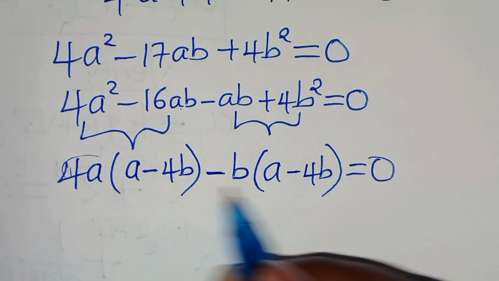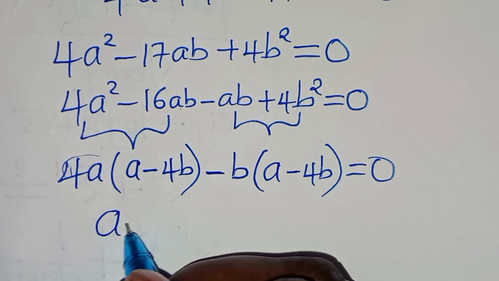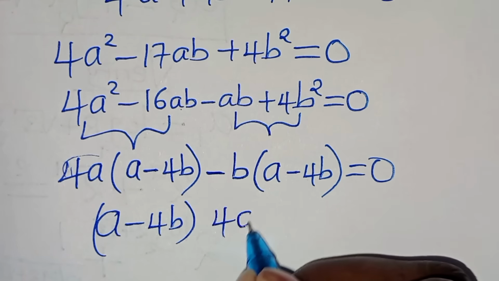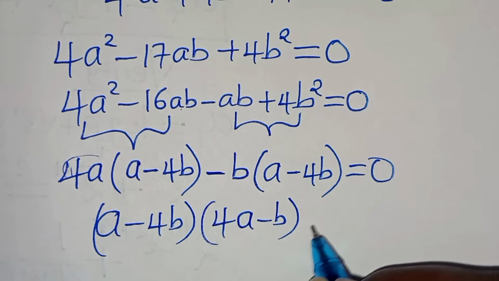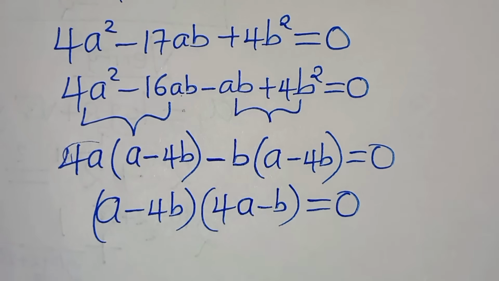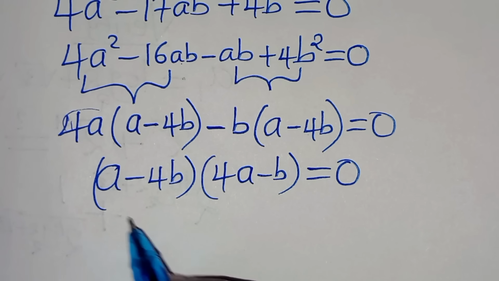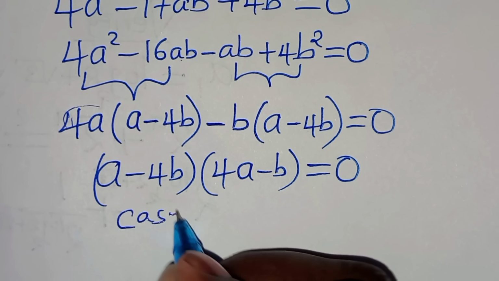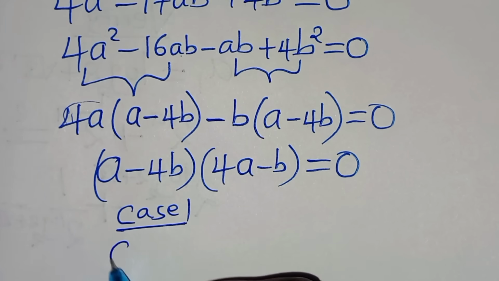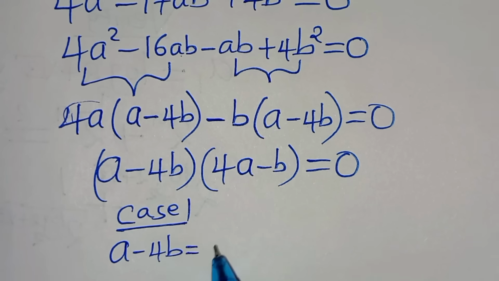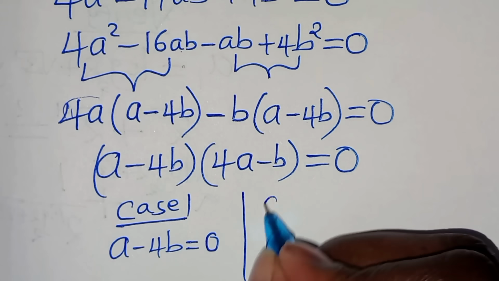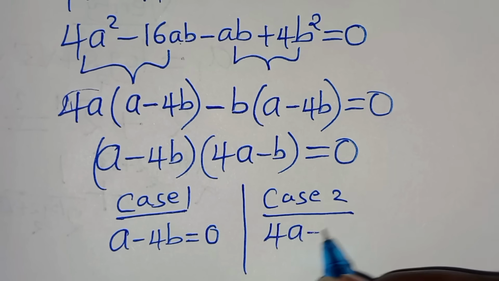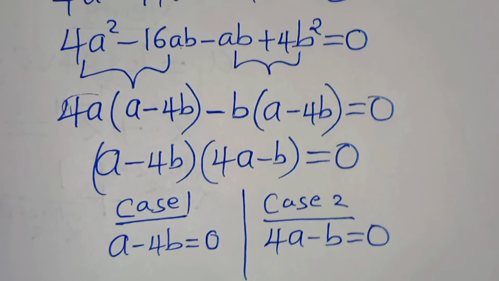So a minus 4b is common here, so we have a minus 4b, and then we have 4a minus b. This is equal to 0. Now we have got two cases here. In case 1 we have a minus 4b equal to 0, and in case 2 we have 4a minus b equal to 0.